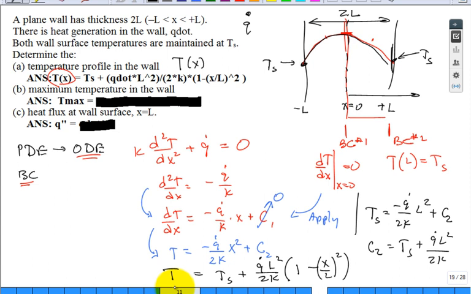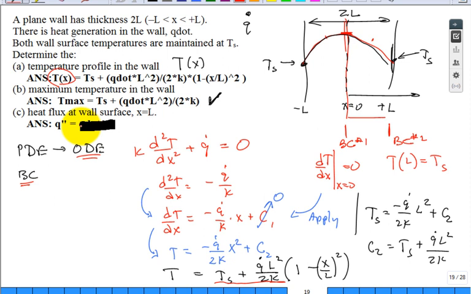And then if you want the maximum, what should you put into that equation to get part B, the maximum? Put in x equal to 0, right? If you put in x equal to 0, you get just that it's TS plus Q dot L squared divided by 2K. The maximum is just this term right there. Okay, what is the heat flux at the wall? There's two ways of doing this. The heat flux at the wall, what do you think?